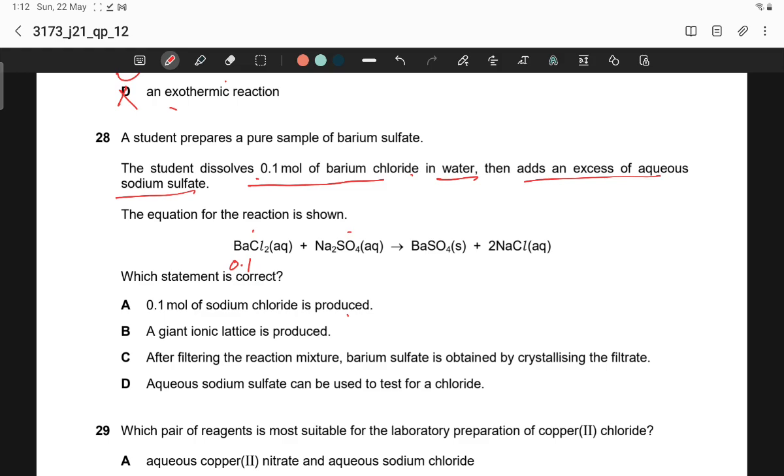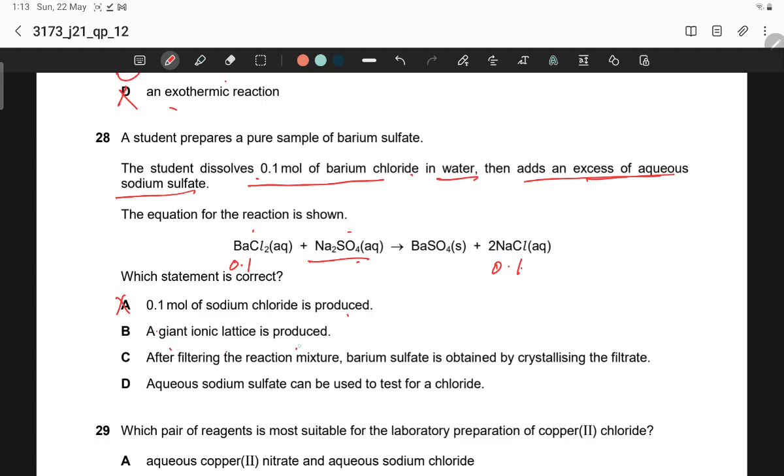The equation is shown. Which statement is correct? So 0.1 mole of barium chloride in water and then adds an excess of aqueous sodium sulfate. So this is excess, so this cannot be equal to 0.1. Sodium sulfate is excess. 0.1 mole of sodium chloride is produced.